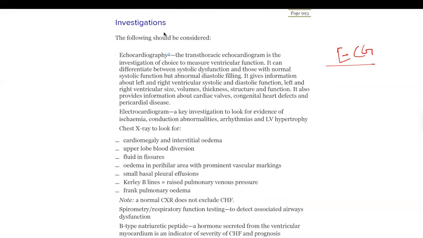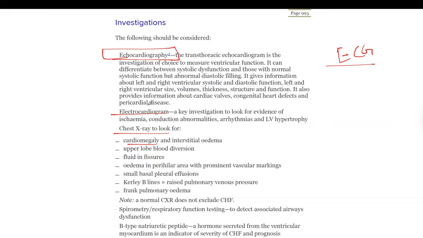If the question asks what is the most appropriate investigation or what is the definitive investigation, that will be echocardiogram. And echocardiogram is able to differentiate whether it is a systolic heart failure or diastolic heart failure. What else can we do? We can do a chest x-ray, because in a chest x-ray, if a patient has pulmonary edema, we can find it out. If there is a cardiomegaly, we can find it out.